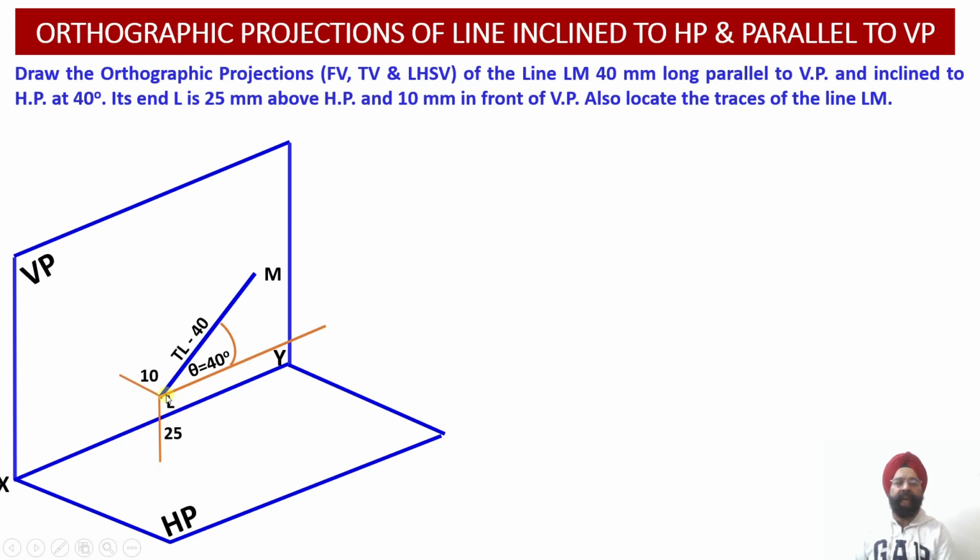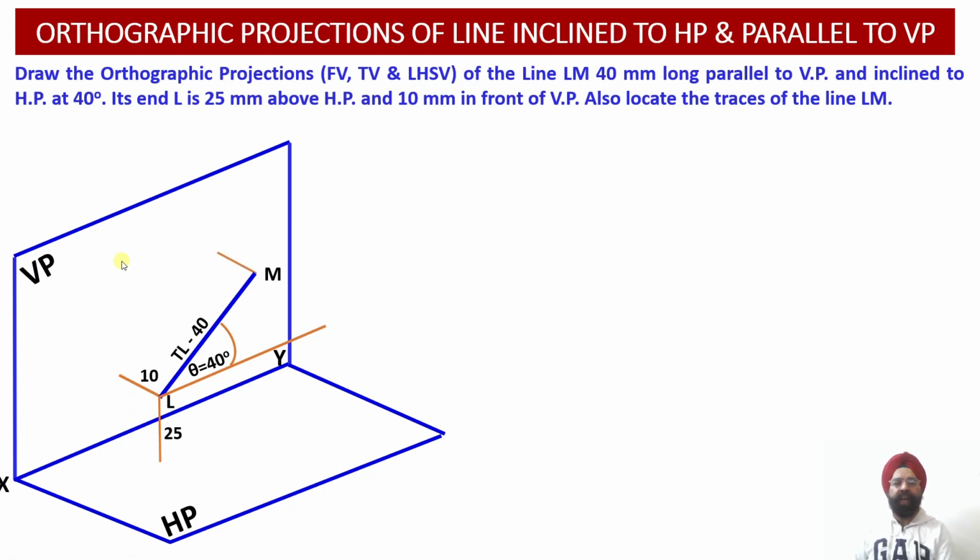And we also know that the coordinate location corresponding to one of the ends of this line, that is end L of the line, happens to be 25 mm above the horizontal plane and 10 mm in front of the vertical plane. So we can locate this particular line LM with respect to the two reference planes, that is horizontal plane and the vertical plane, as it has been shown over here.